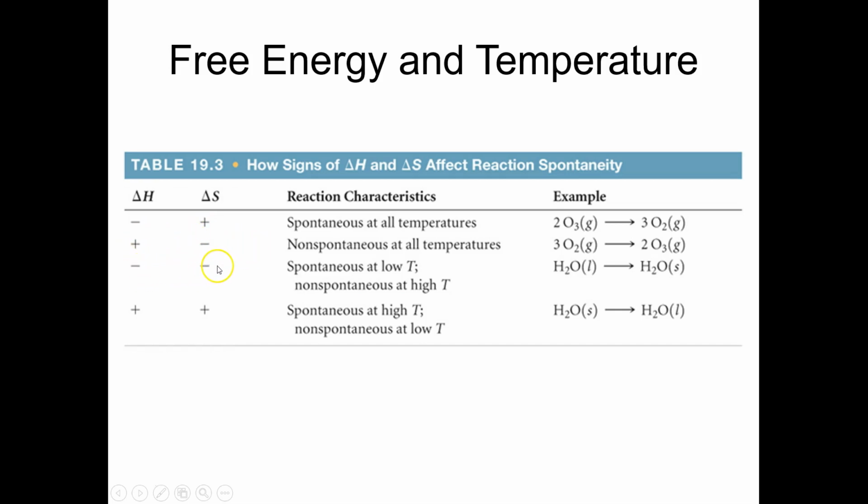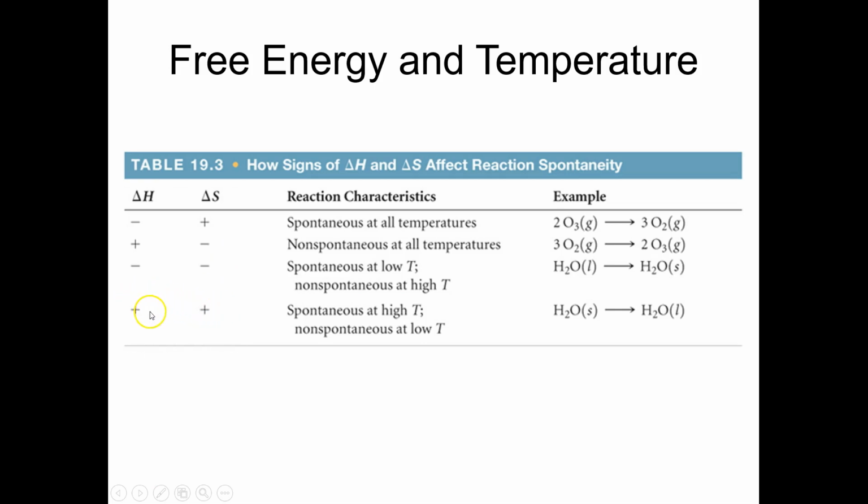If they are both negative, that is, delta H is negative, it's exothermic, which tends to be good for spontaneity, but delta S is negative, which tends to be bad for spontaneity, then it's going to tend to be spontaneous at relatively low temperatures, because relatively low temperatures are going to minimize this bad entropy value. Relatively high temperatures are going to maximize this unfavorable entropy value.